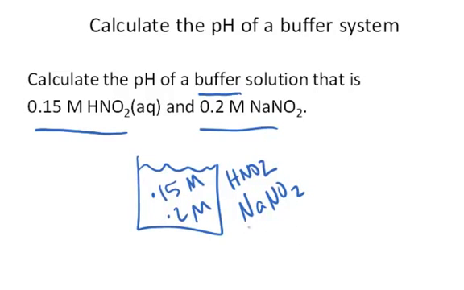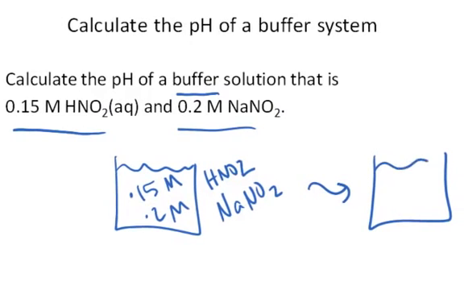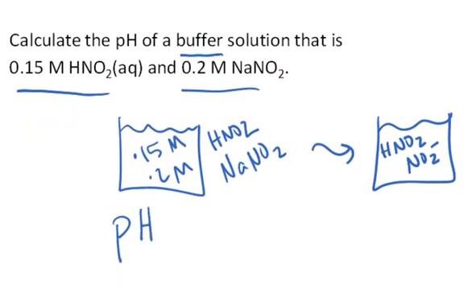Now, this particular salt, of course, dissociates 100%, so I can think about this solution as having the weak acid and the conjugate base partner of the weak acid in a substantial amount, 0.15 and 0.2. Given that I have the acid and the conjugate base partner, I can go ahead and use the Henderson-Hasselbalch equation in the form for the pH.